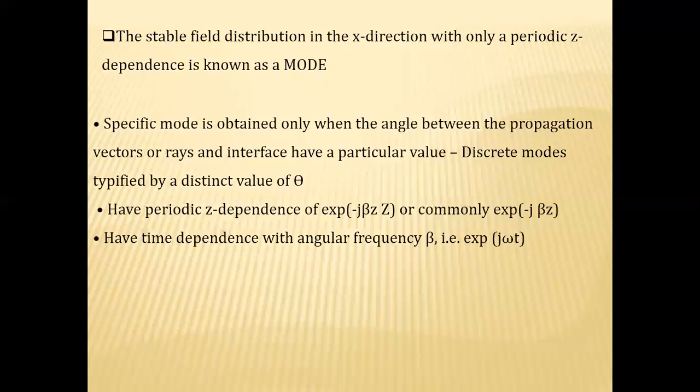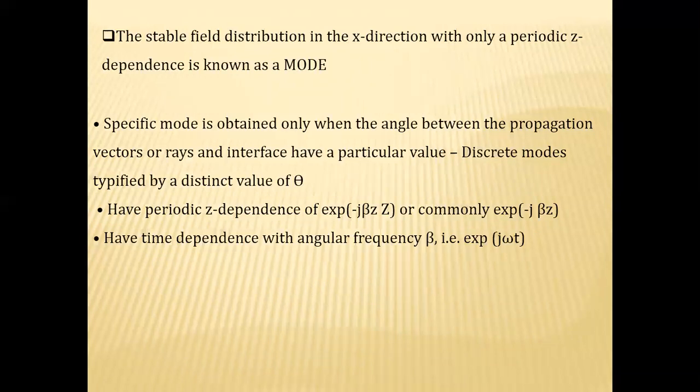The stable field distribution in the x direction with only a periodic z dependence is known as a mode. A specific mode is obtained only when the angle between the propagation vectors, or the rays, and the interface has a particular value. So the light propagating within the guide is formed into discrete modes, that is, distinct values of theta.